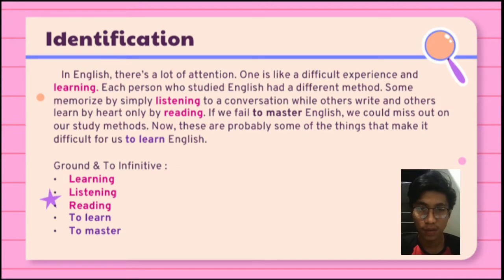In English, there is a lot of attention. One is a difficult experience in learning. Each person who studies English has a different method. Some memorize by simply listening to a conversation, while others learn only by reading. If we fail to master English, we could miss out on study methods. Now, there are probably some things that make it difficult for us to learn English.